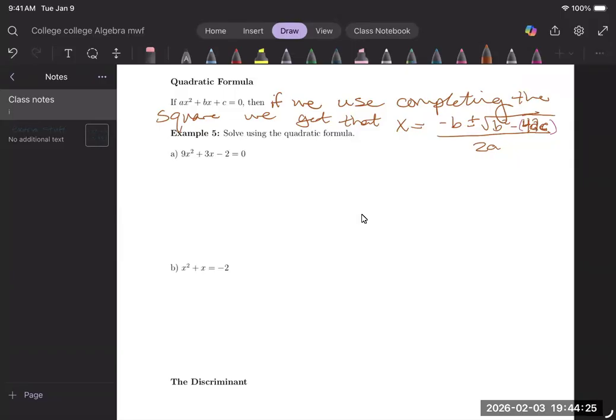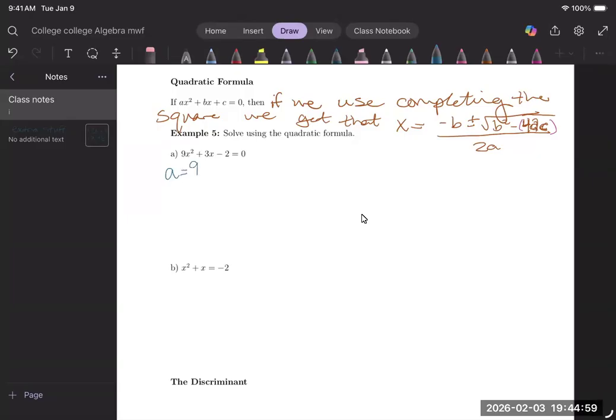So if we do the next two examples, then we have, okay, if I want to know how to solve 9x squared plus 3x minus 2, well, because of this 9 right here, it makes completing the square kind of annoying, or at least I don't like completing the square when there's a non-1 value there. So that's where quadratic formula comes in. It's really nice because we can just plug and chug.